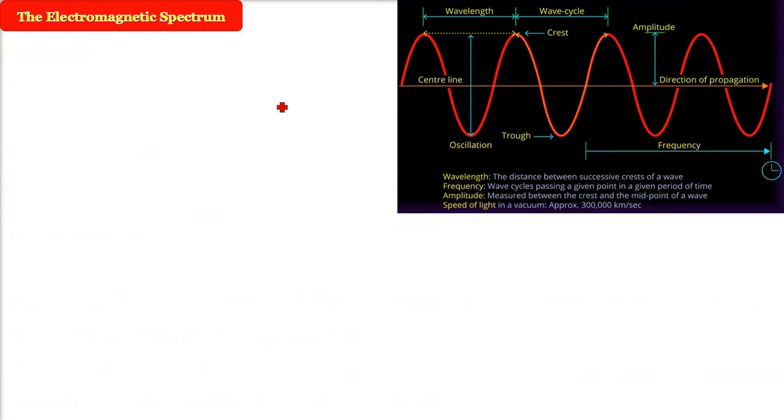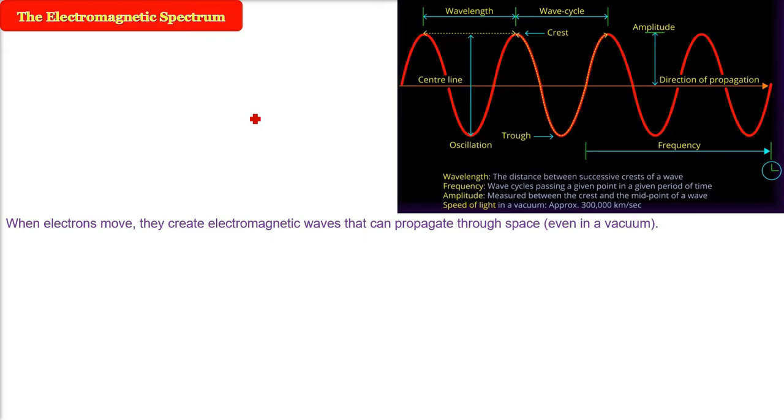The electromagnetic spectrum. So electromagnetic spectrum is the total frequency range. Every frequency range has some use to humankind. It all started with the electron. When the electron moves, it creates electromagnetic waves.